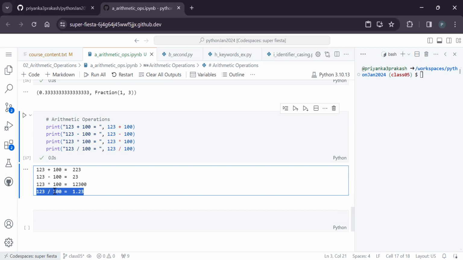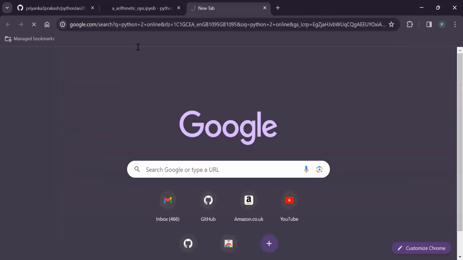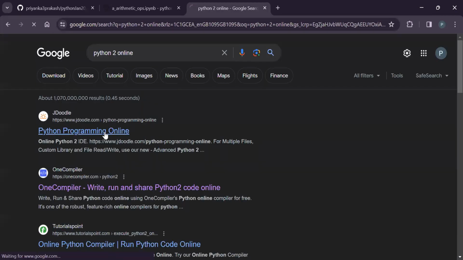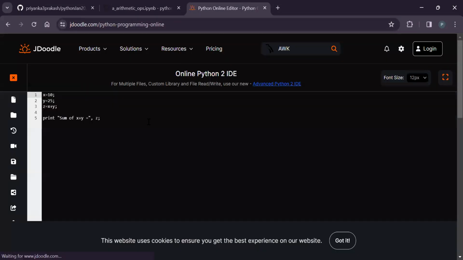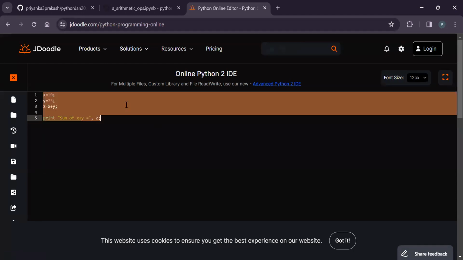There is one very strange problem in Python 2 called typecasting. As we came to this Python 2, if you search online, we can find some place where you can run it. You can open some editor where you can run Python 2. I will show you quickly how it actually works.